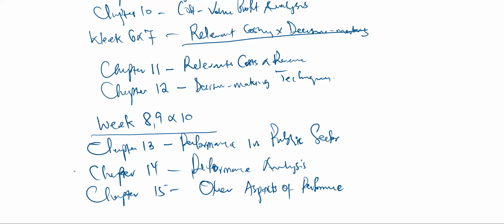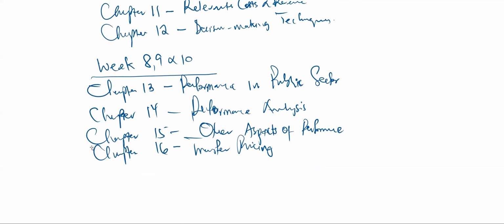Then we come to chapter 16, where we look at transfer pricing, including international transfer pricing, right? That area, students get a little confused when there are double taxation agreements and whatnot. Then we are going to dive into chapter 17, where we look at divisional performance, right? Divisional performance.